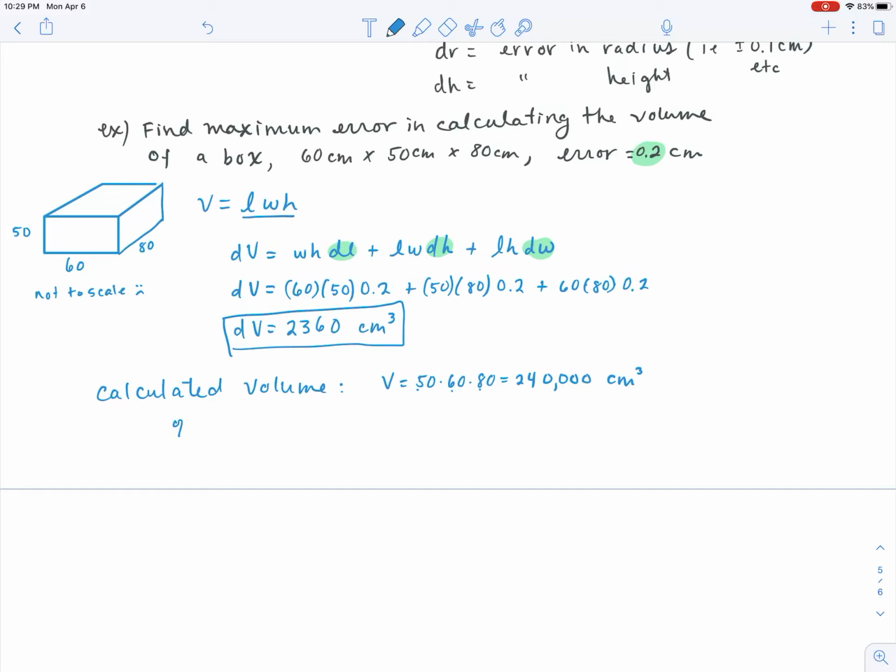And so our percent error is really just 2,360 over 240,000 times 100, which comes out to be about 1%. Okay, so even though it seems like a large number, it's a relatively small number compared to the actual volume of the box. That's it for section 14.4. I'll go ahead and leave it at that for the moment.